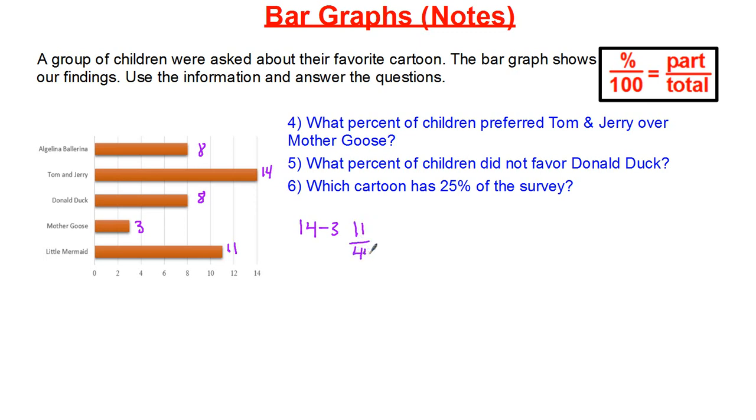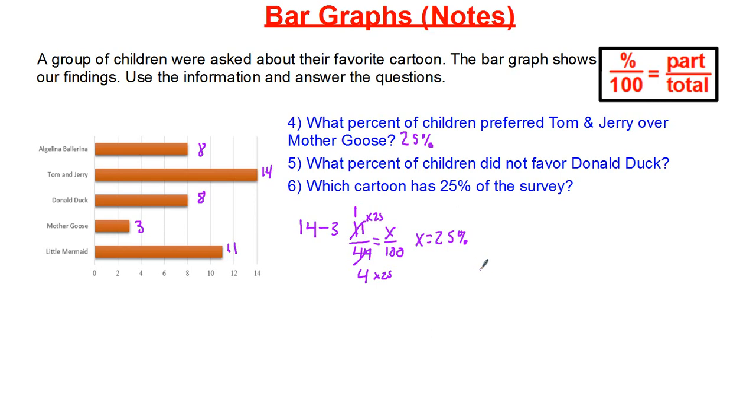So we're going to have 11 over 44 is equal to X over 100. So divide by 11, we get 1. And divide by 11, we get 4. So this is going to be times 25 and times 25. So X is going to be equal to 25%. So my answer would be 25%.